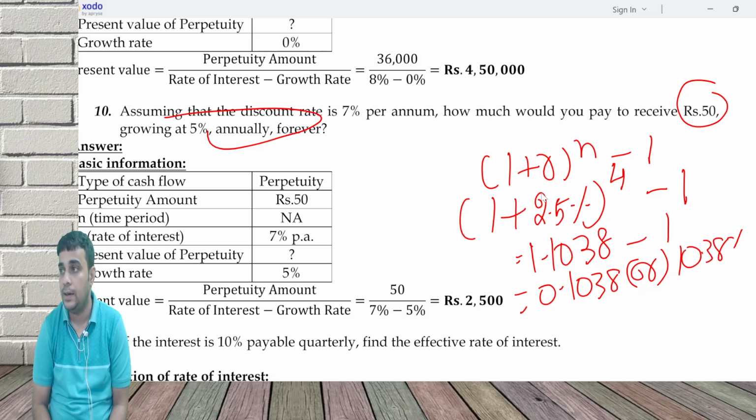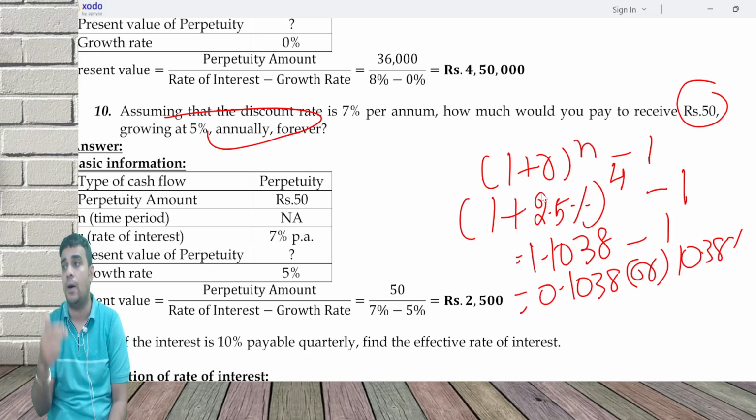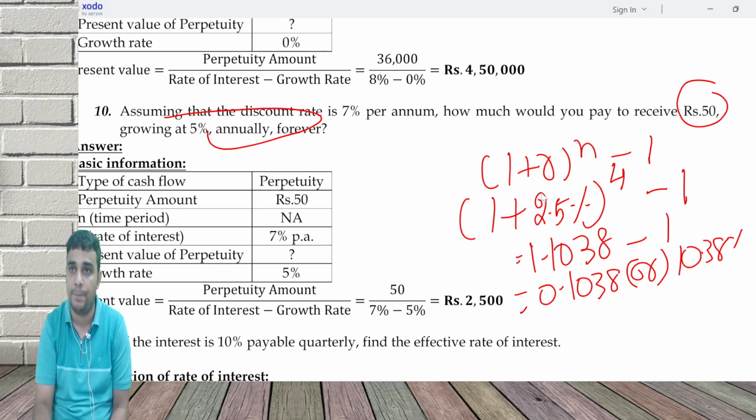You will earn 10.38%. Whenever you create an FD, if your parents are creating a fixed deposit, ask them when the interest will be paid. If interest is paid every month, it's monthly compounding. Every quarter, quarterly compounding. Every half year, half yearly compounding. Every year, yearly compounding. All of this is practical application. Extensive practical application is there.